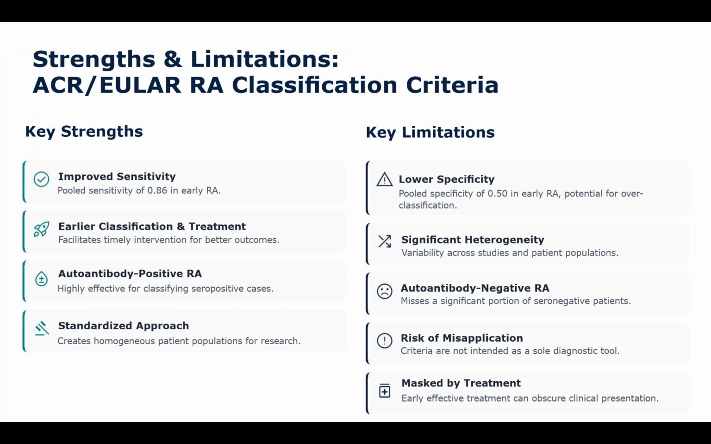to approach research. However, some limitations include a lower specificity, around 0.50 in early rheumatoid arthritis, which means there is a chance of classifying someone who doesn't actually have rheumatoid arthritis. There is also quite a bit of variability across different studies, and they can sometimes miss many patients with autoantibody negative RA. A really important point is how they are sometimes misused. They are not meant to be the only tool for diagnosis. Plus, if someone gets effective treatment very early, it can sometimes mask the criteria, making classification trickier.